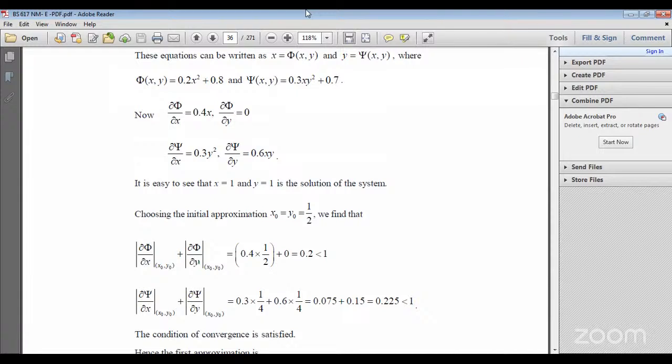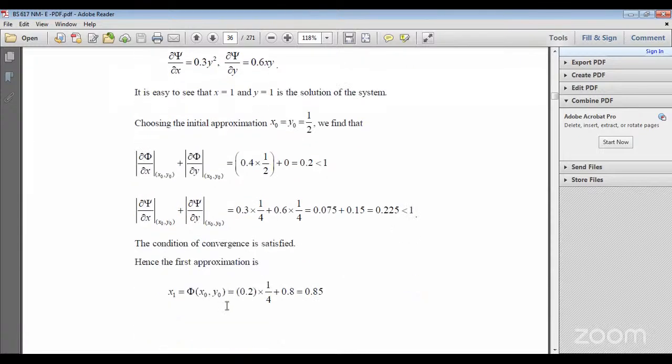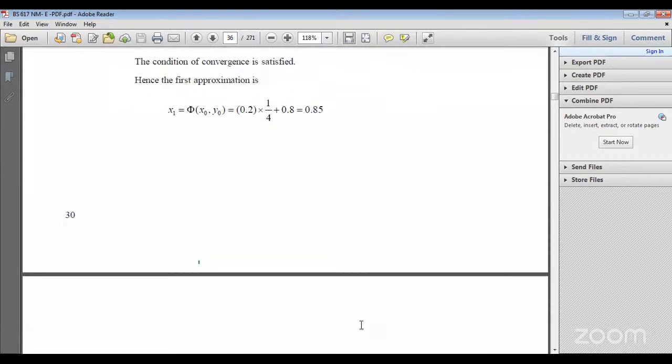∂ψ/∂x at (x0, y0) plus ∂ψ/∂y at (x0, y0) is equal to, applying the values, 0.3 into 1 by 4 plus 0.6 into 1 by 4. That is less than 1, so the convergence condition is satisfied here. Here, for the first approximation also we are taking 0.2 into 1 by 4, which is 0.85.